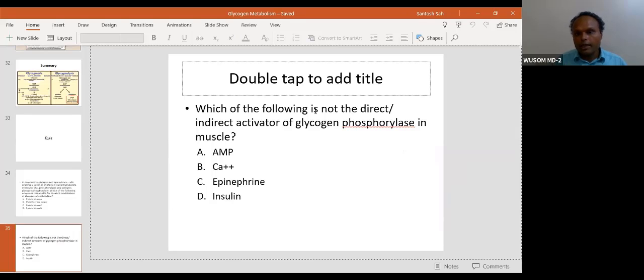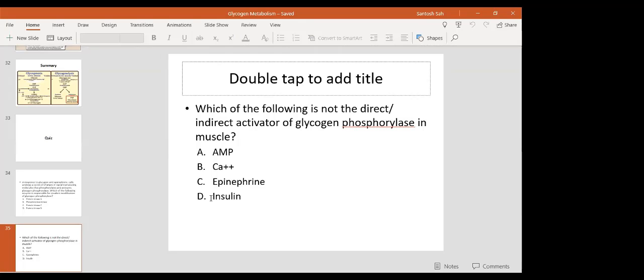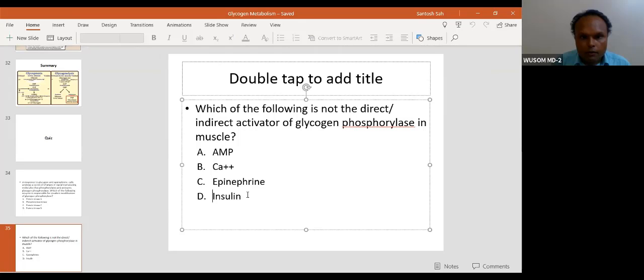Now, which of the following is not a direct or indirect activator of glycogen phosphorylase, which is an inhibitor? D is the inhibitor. This is also an activator, this is also an activator, this is also an activator.